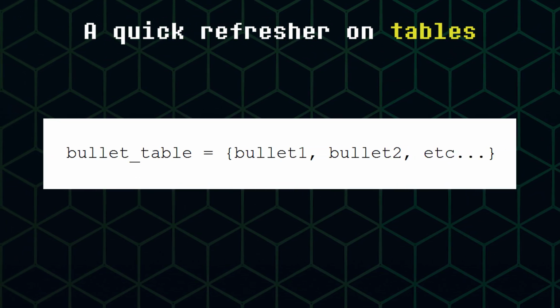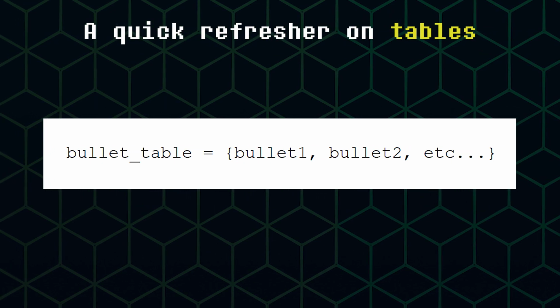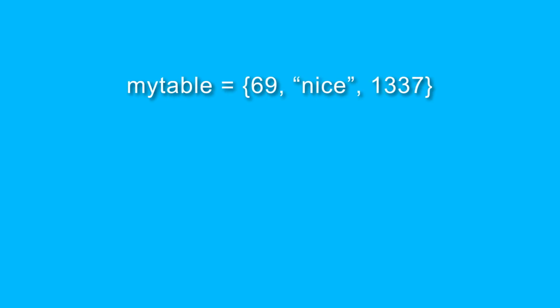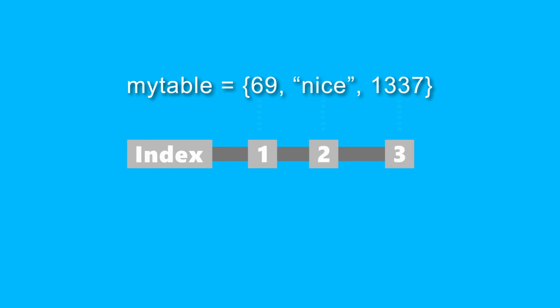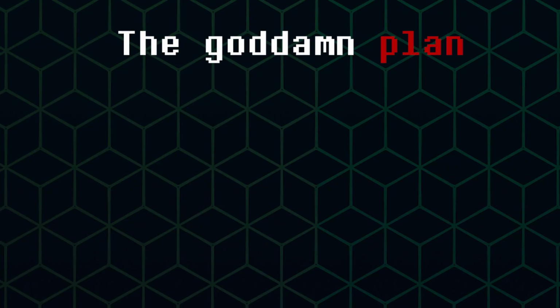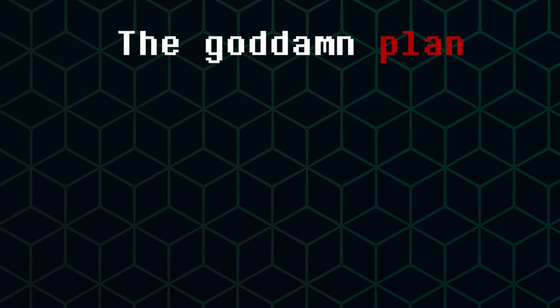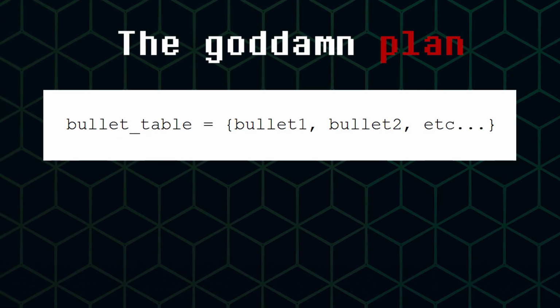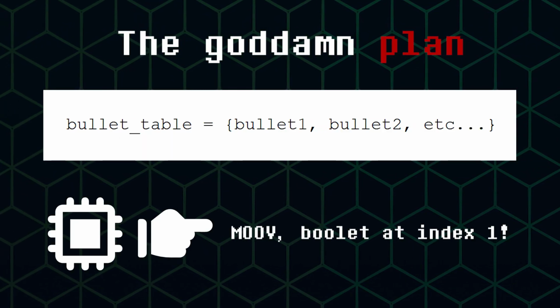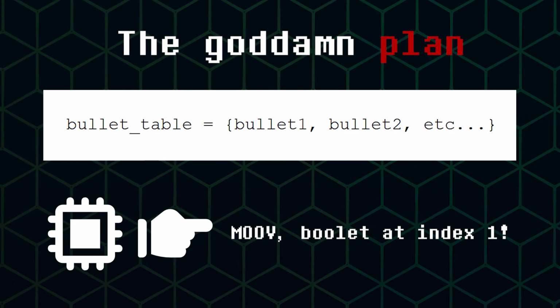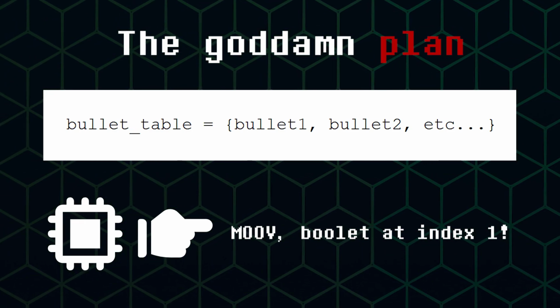That was info you hopefully already knew, but here's something new. All objects stored in tables are assigned to an index, which is a number. Consider this table with 3 strings. The first string is at index 1, the second at index 2, and so on. These indices are used to access the values of a table. This is our plan. We will add all of our bullet objects to the table and then access them later using their indices to move them. And the code for it will be super compact, and we won't need to change it if we add more bullet objects.